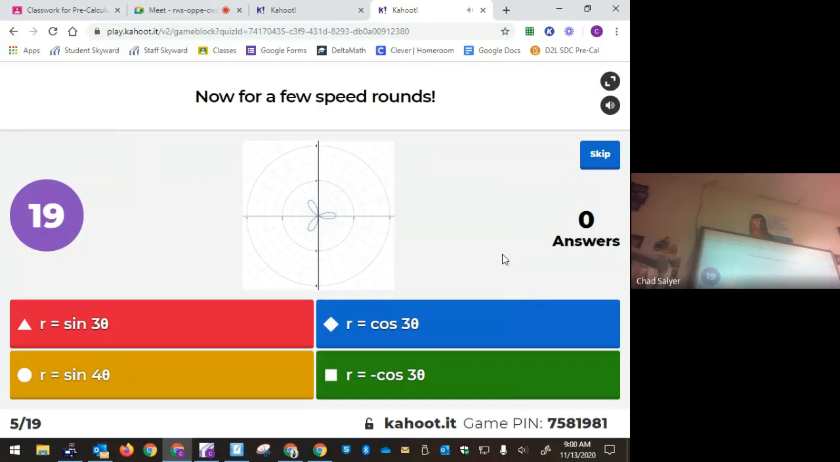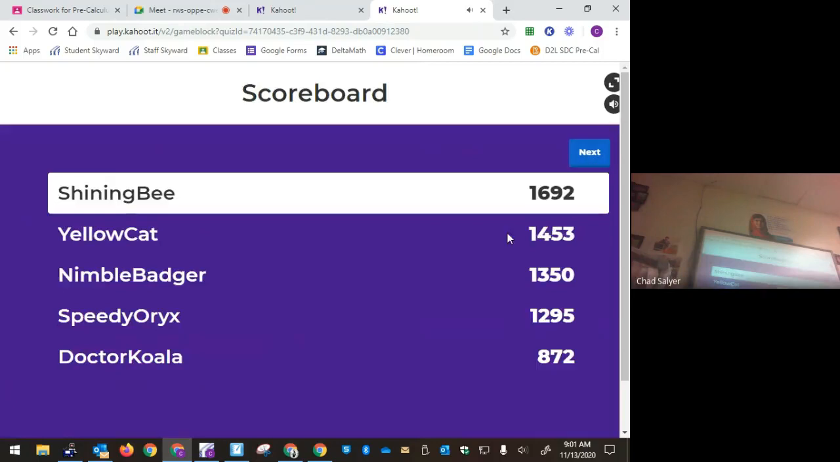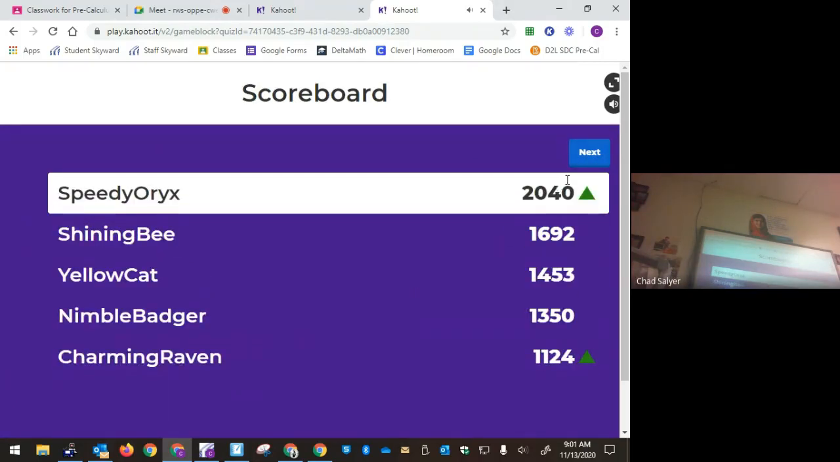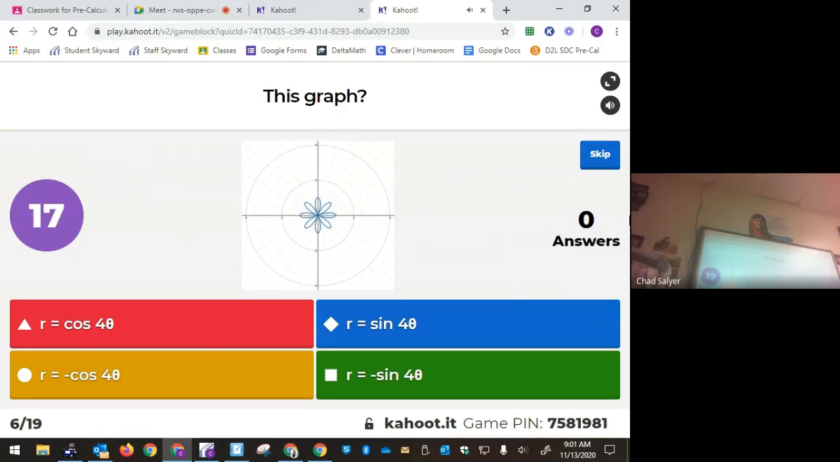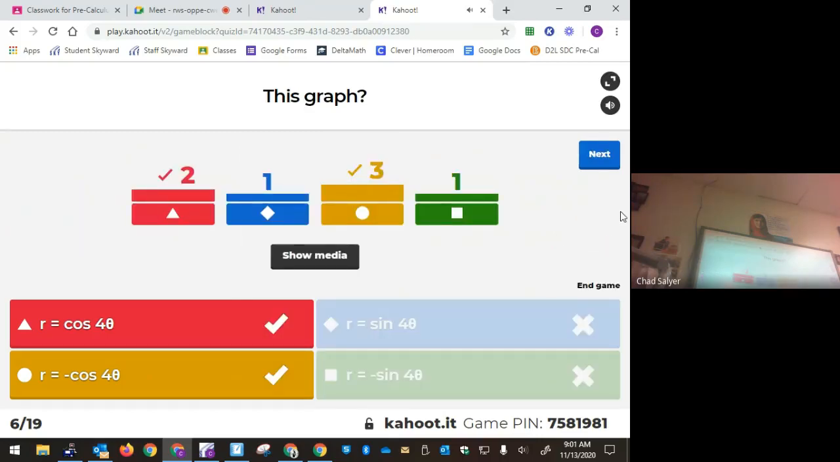A few speed rounds. Five, four, three, two, one. Oh! All right, let's see who's in the lead right now. Me! Rowdy, that's what I'm talking about. You do have time to graph them. This is one I used as an example in class. Two. One. Good job. Excellent. So 5 out of 7. We're getting better.